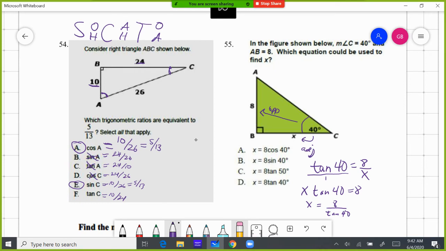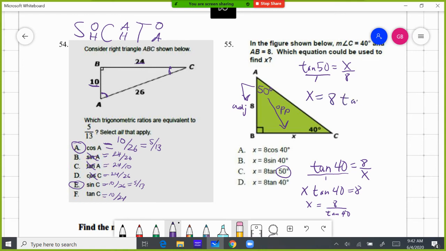So what they did here, if this is 40 degrees, this one up here has to be 50 degrees. So if I'm using angle A now, x would be the opposite and 8 would be the adjacent. Still tangent, but now it's the tangent of 50. x over 8. And if we cross multiply, x is 8 tan 50. The answer is C. That's a tricky one. Okay, moving along.